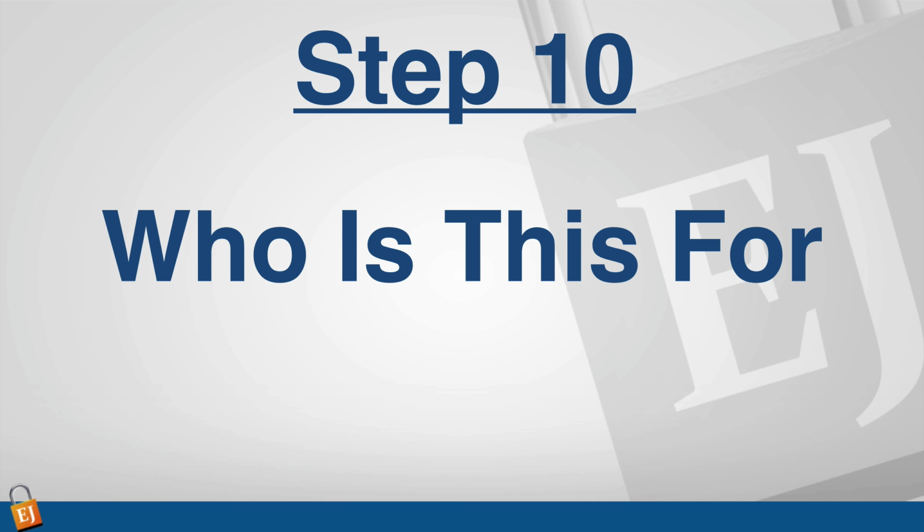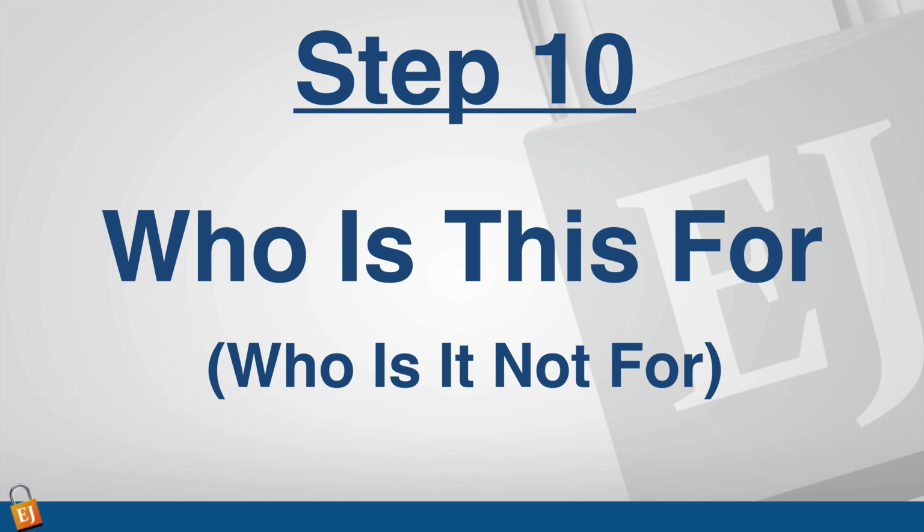Step 10 is to reiterate who this product is for and also who is it not for. At this point, it's just a case of realigning the prospect and making sure they see that they are the right person for this. And by also pointing out who it's not for, it helps make the person who this is right for feel it's even more appropriate, because they will go, well, I'm not like the not right for person, so I definitely am the right person for this product.